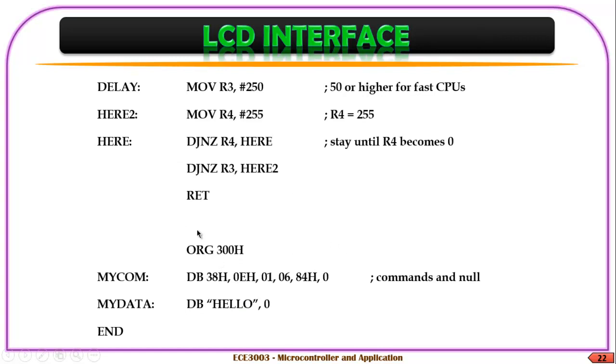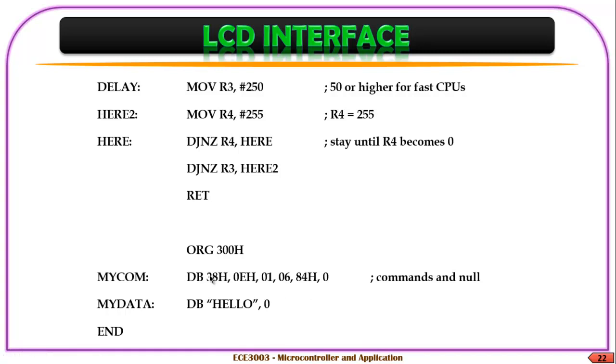These three lines are very important in your program. Over the 300 location, I'm going to write my data, whatever I want to display on the LCD screen. Before that, I'm passing the instructions, the command, telling the LCD how it has to behave. There are two databases available. The first database is holding the values 38, 0E, 01, 06, 84, 0. This is the set of commands I should pass to the LCD to perform the initialization operation.